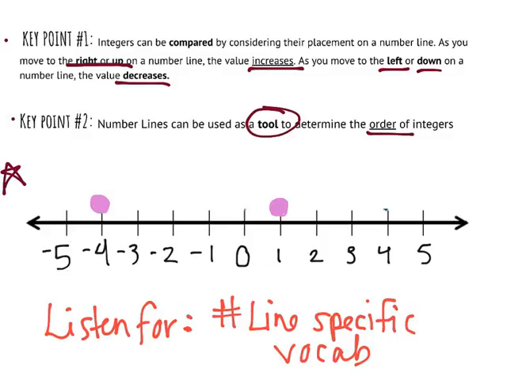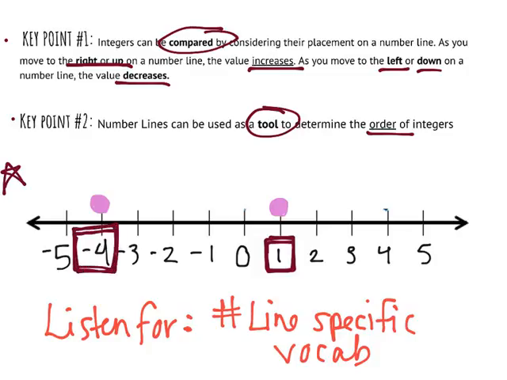If I wanted to compare the two plotted integers, which I can see are 1 and -4. If I'm asking you to compare something, I need you to use the context of what we're talking about to justify how you did it. So if I want you to order it, I want you to compare both of these integers. Now, what do I mean by that exactly?